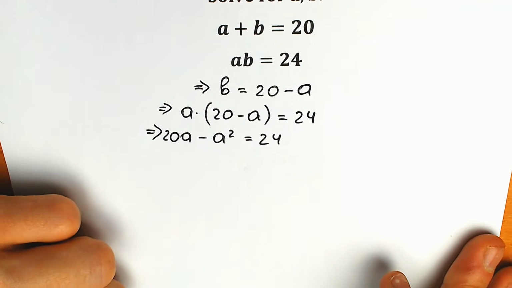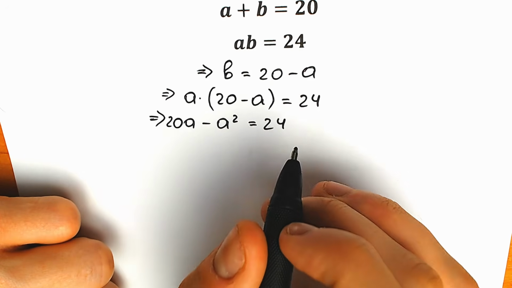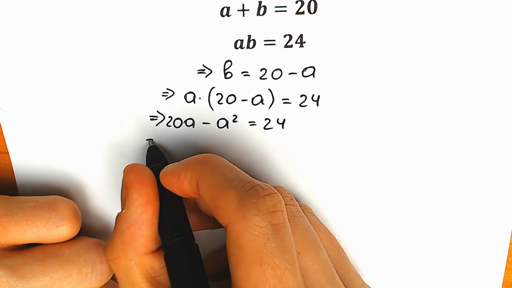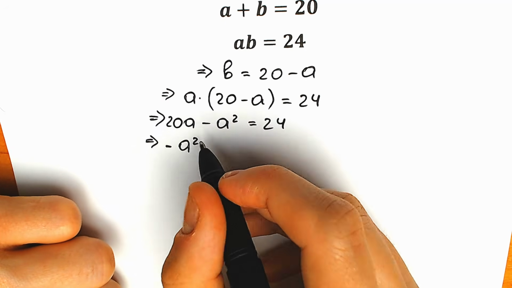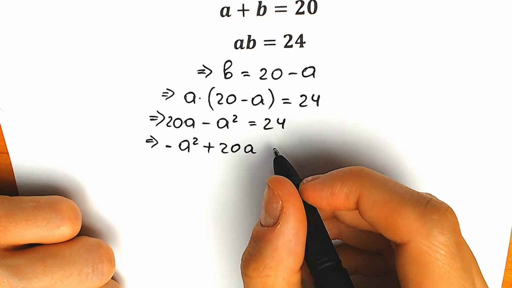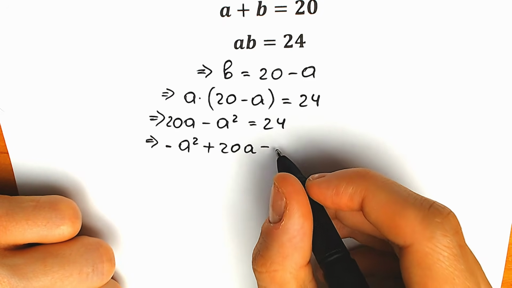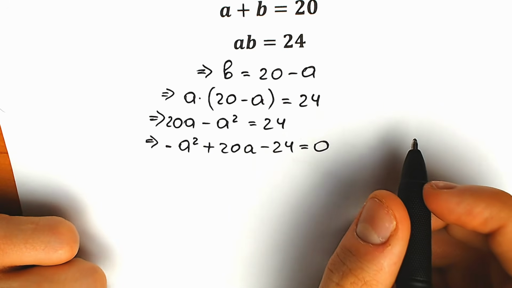If we look closely from a different angle, we have a classic quadratic equation, but we need to change the order a little bit. First, we write minus a square in the first position, in the second position plus 20a, and in the third position minus 24 from the right side, equal to 0.